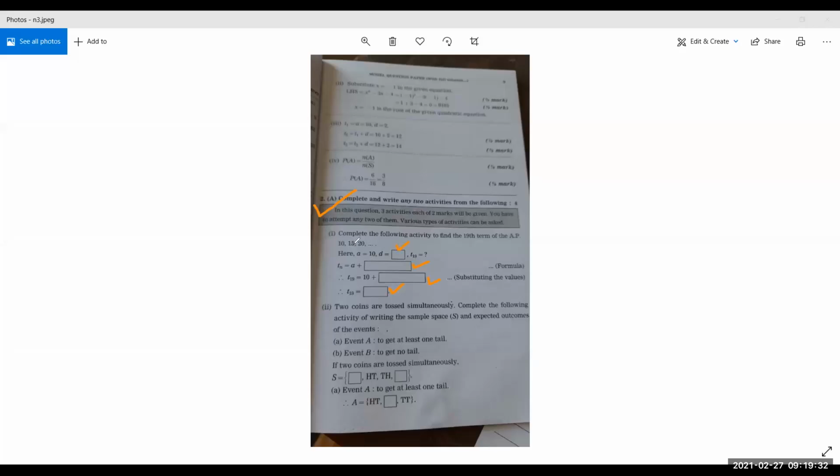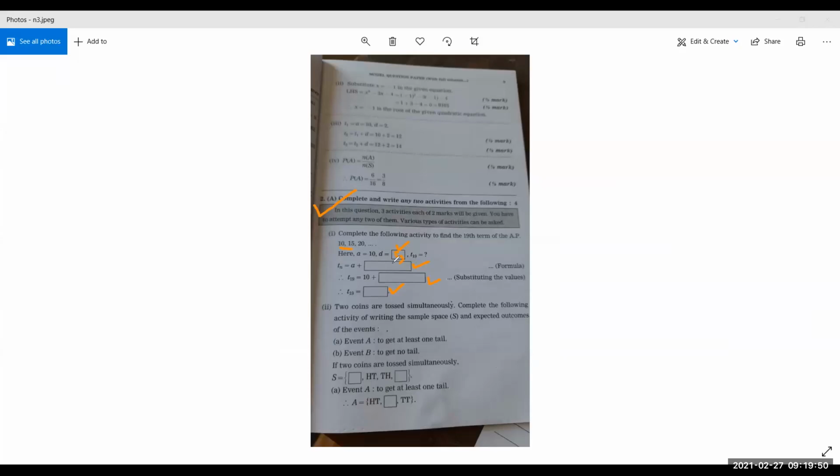Okay, we'll solve this one quickly. Complete the following activity to find 19 terms of the arithmetic progression. Here, a is given to us. Then d is equal to... So what is the d here? d is the common difference. That is 15 minus 10. So what is that?